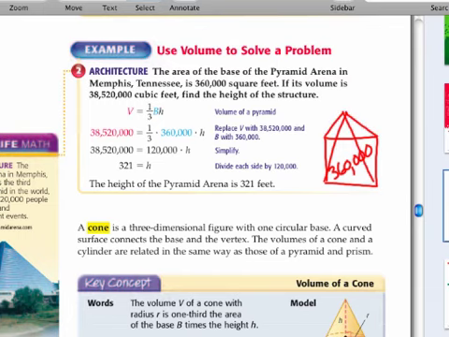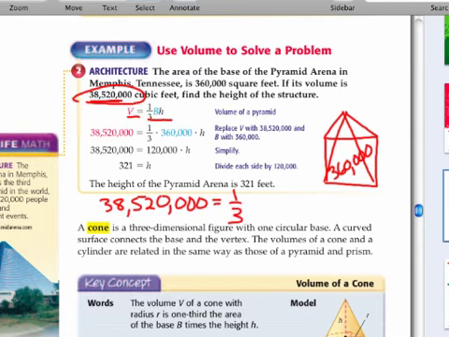And we know the overall volume of the pyramid is 38,520,000. Well, we know our formula is the volume is 1/3 of the base times the height. So we know the volume, 38,520,000. That's going to equal 1/3 times the base of 360,000. And we're trying to find H.